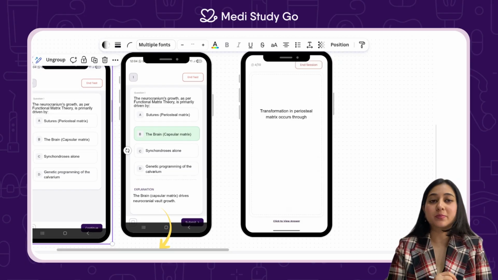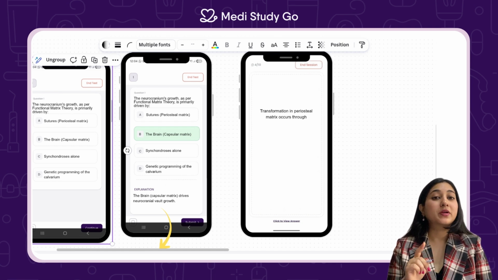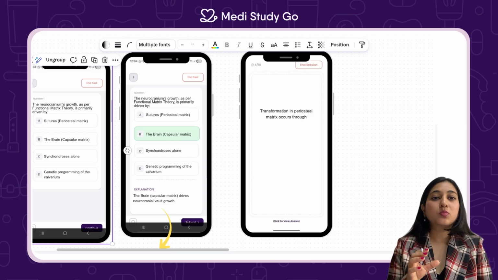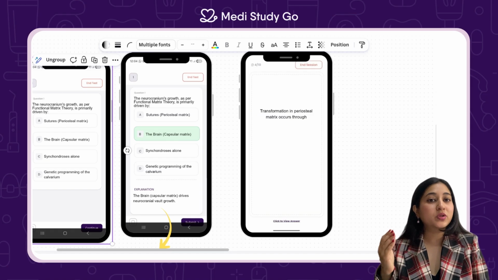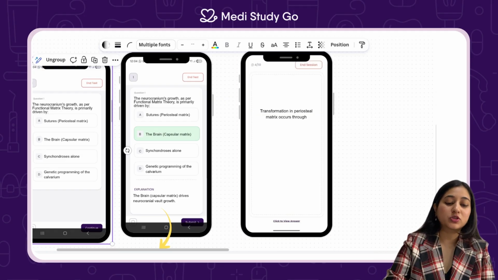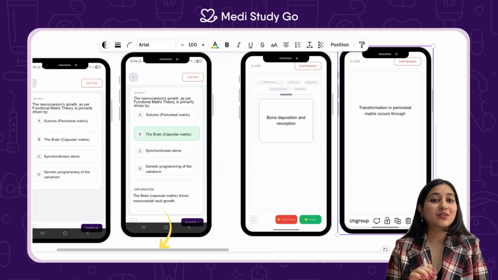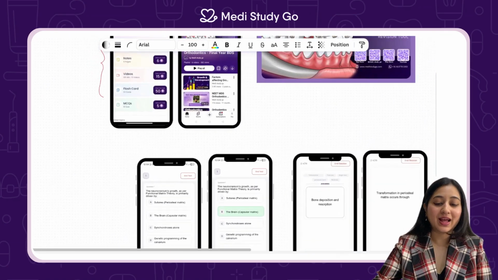Transformation in periosteal matrix occurs through? So they are exactly asking about the periosteal matrix. If you remember, and if you've paid attention, you'll remember that periosteal matrix acts directly onto the skeletal units. And what is the mode in which they cause the change? It is the surface remodeling, which is bone deposition and bone resorption. So let's see the answer. Yes, it is bone deposition and resorption. So these were the MCQs as well as the flashcards.